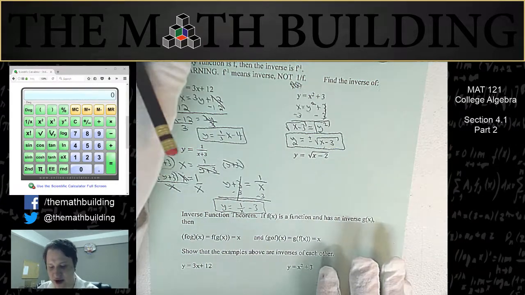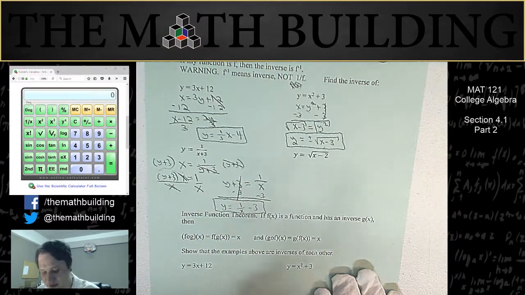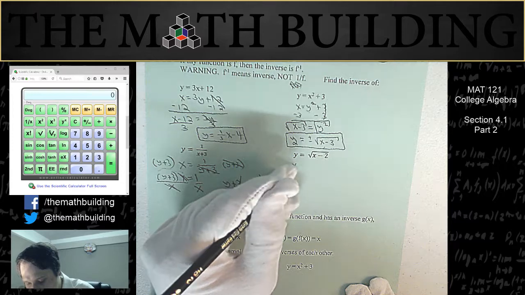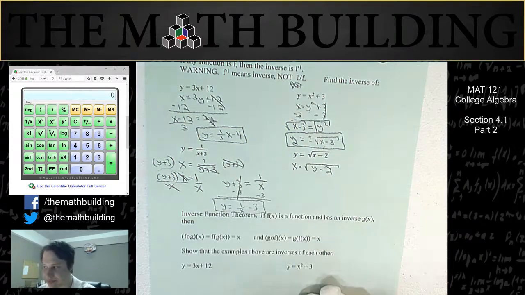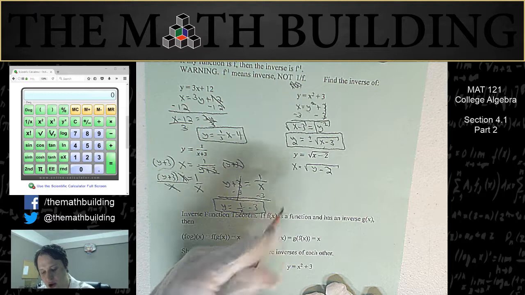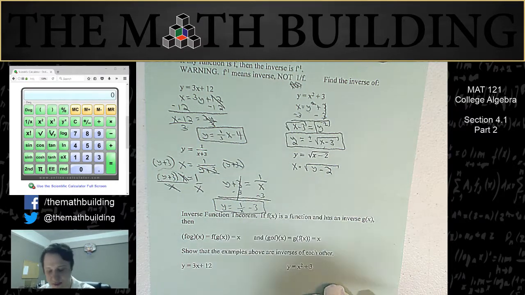Now let's do this. We've got y equals the square root of x minus 2. By now you know what to do. First, swap your x and your y. Just like that. And now we just solve this for y, and then we have our inverse function. So how do we get rid of this giant square root? We have to square both sides.